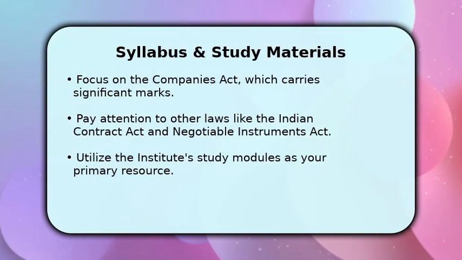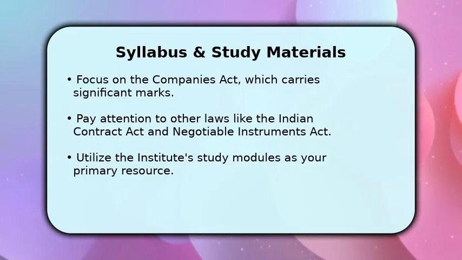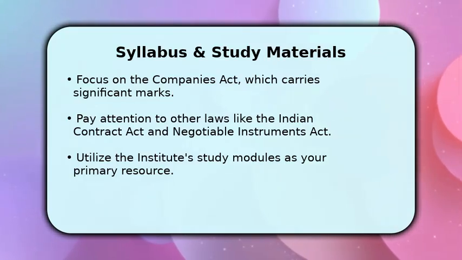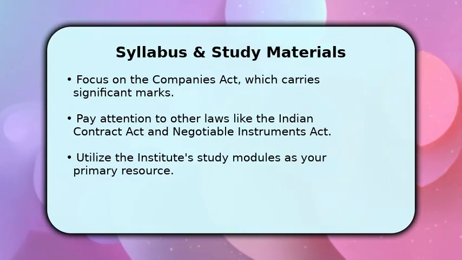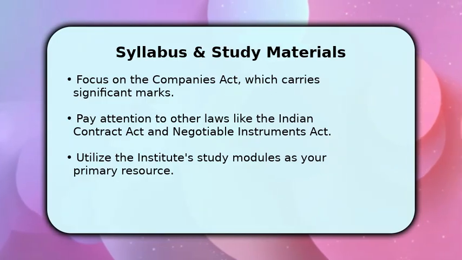The Companies Act is a major component, often accounting for 60 to 70% of the paper. Other important laws include the Indian Contract Act, the General Clauses Act, and the interpretation of statutes.